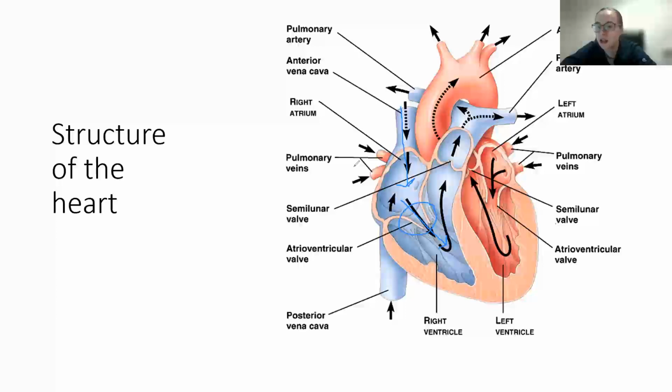AV valve, atrioventricular valve. So you can see it's here. Okay? Easy to remember, it's between the atrium and the ventricle. Atrioventricular. They couldn't have named it better, could they? Easy way to remember. So there's one on that side of the heart, on the right. Remember blood's coming in on the left side and it's doing the exact same. Okay, I think I might use this brown because it's a bit easier to see. Okay, and we've got another AV valve, atrioventricular valve.